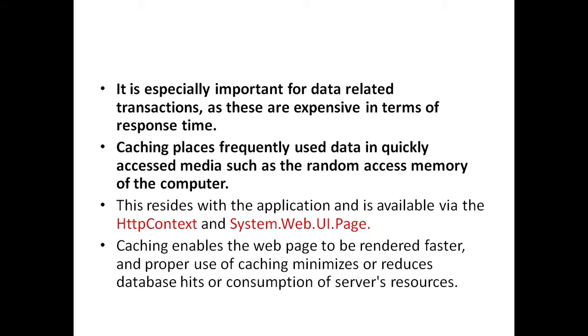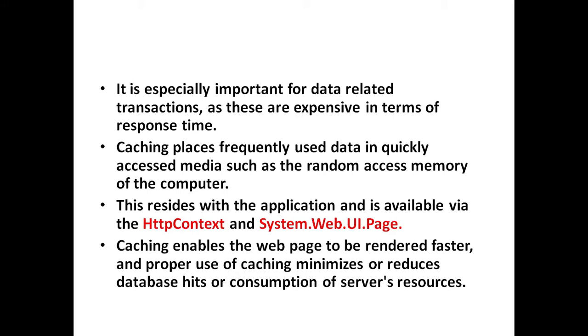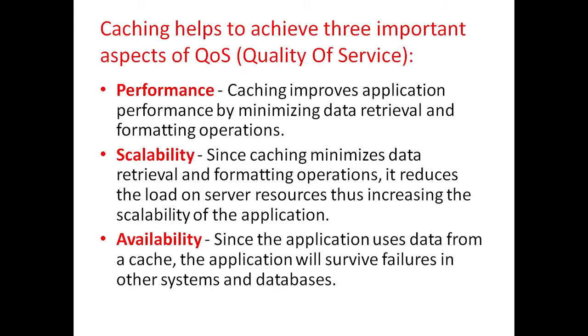Caching places frequently used data in quickly accessed media such as the random access memory of the computer. This resides with application and is available via HTTP context and system.web.ui page. Caching enables the web page to be rendered faster, and proper use of caching minimizes or reduces database hits or consumption of server's resources. Caching helps to achieve three important aspects of QoS, that is quality of service.